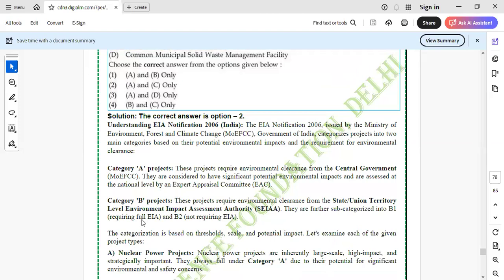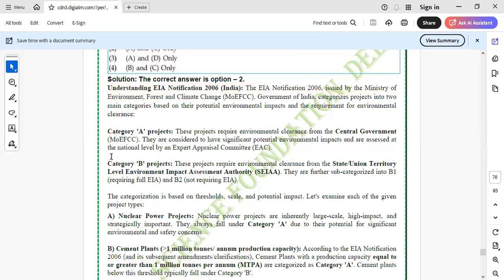So understanding the EIA notification 2006 in India, the EIA notification 2006 issued by Ministry of Environment, Forest and Climate Change, MoEFCC, Government of India categorized the projects into two main categories based on their potential environmental impacts and requirement for environmental clearance. Well taught by Manisha ma'am in this topic. So category A, why category A and why category B?